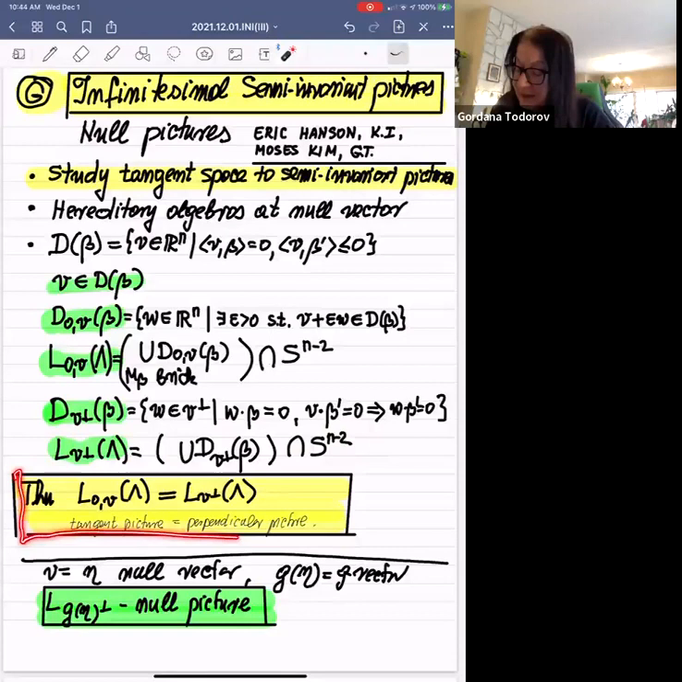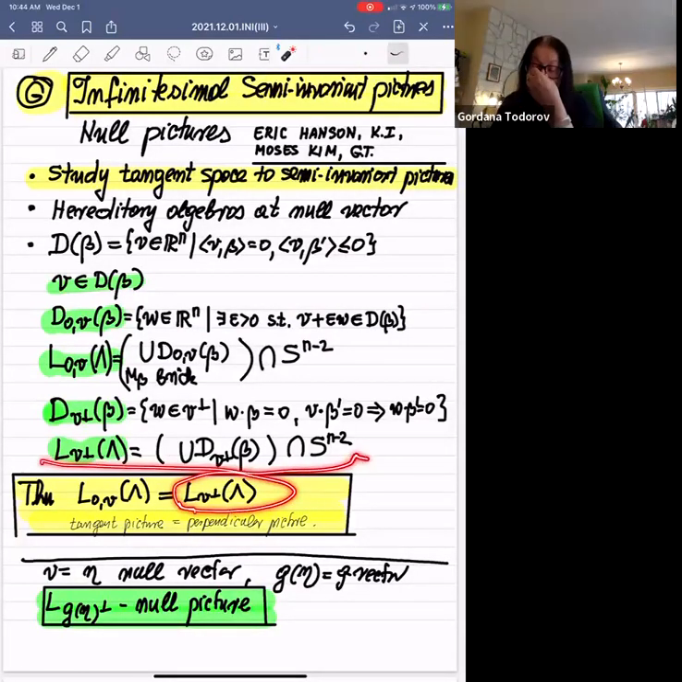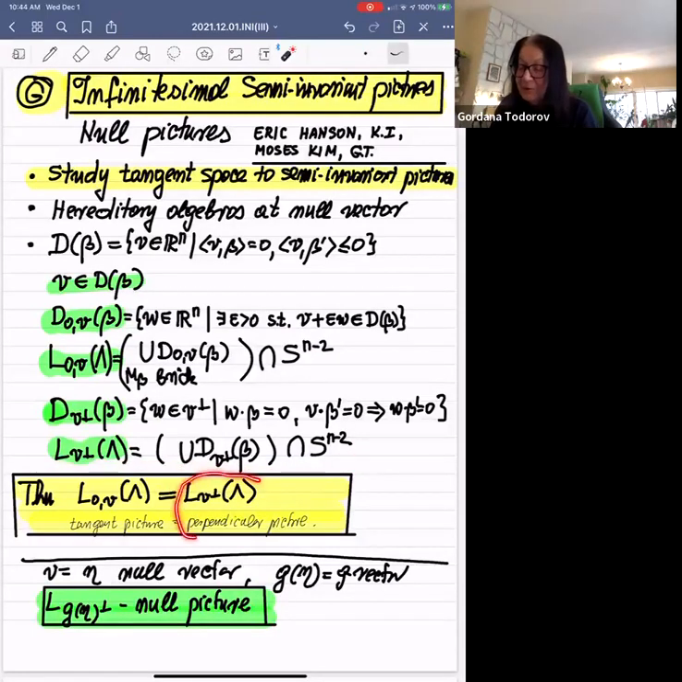And then the theorem is that this tangent space, which was defined in the epsilon way, is the same as this perpendicular picture, which is defined in the algebraic way. And this is the way we like to look at it. It was Moses' idea to start this way, but then we proved that this is this. So if we have the domain D beta and we look at a particular v, we look at what's happening at the tangent space at that particular v.